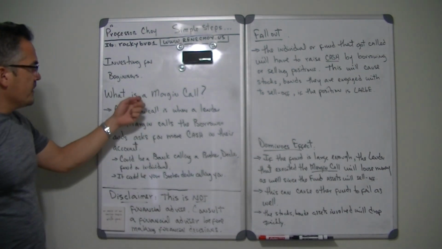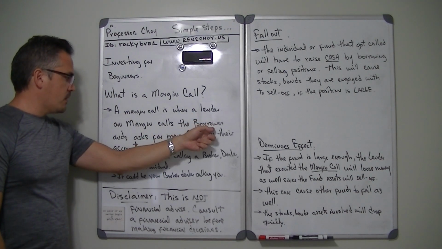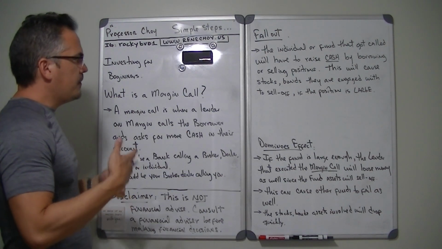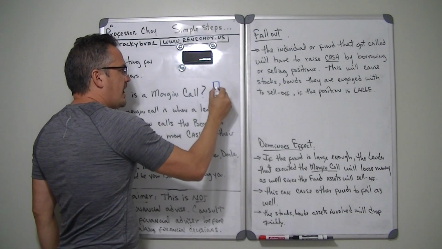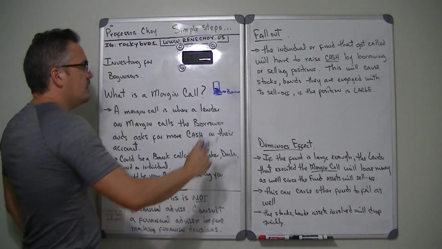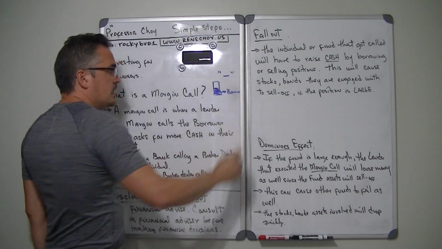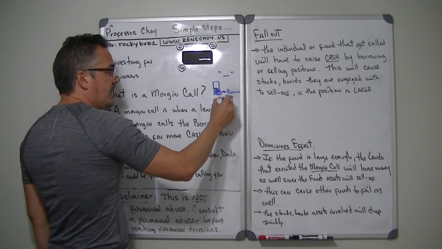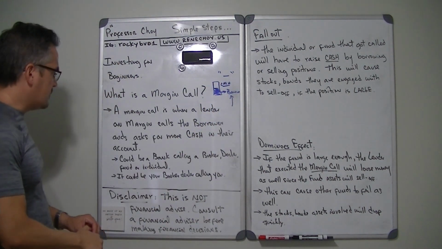So again, a margin call is when a lender on margin calls that borrower and asks for more cash in their account. And the way it would normally happen is, imagine that you invested this much money, but some of that money is borrowed from somebody. Well, if your fund is moving too much in the negative direction, in the wrong direction, then you would get a margin call from that borrower saying, hey, I need you to put some more cash on this account. Alright? And that's what a margin call is.